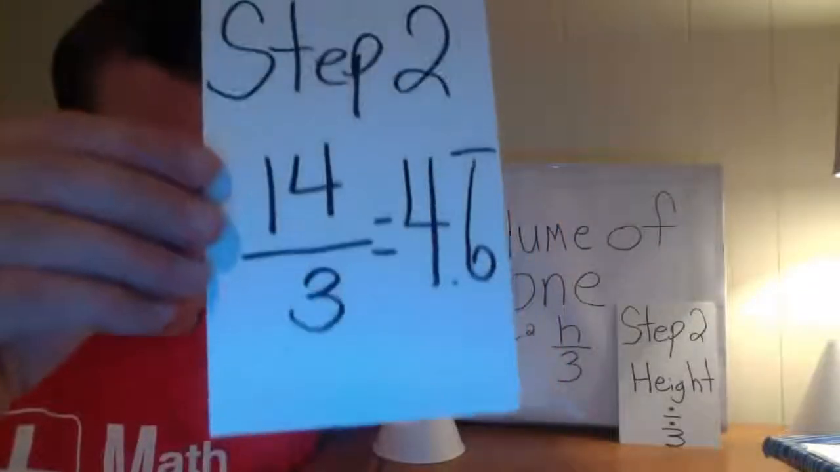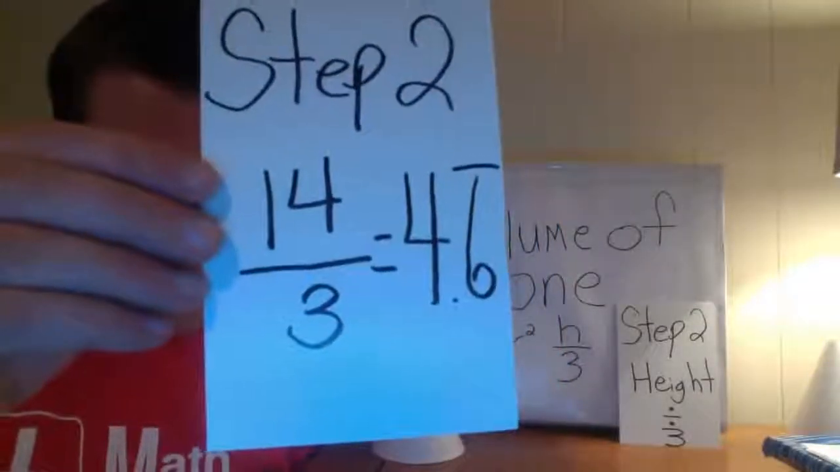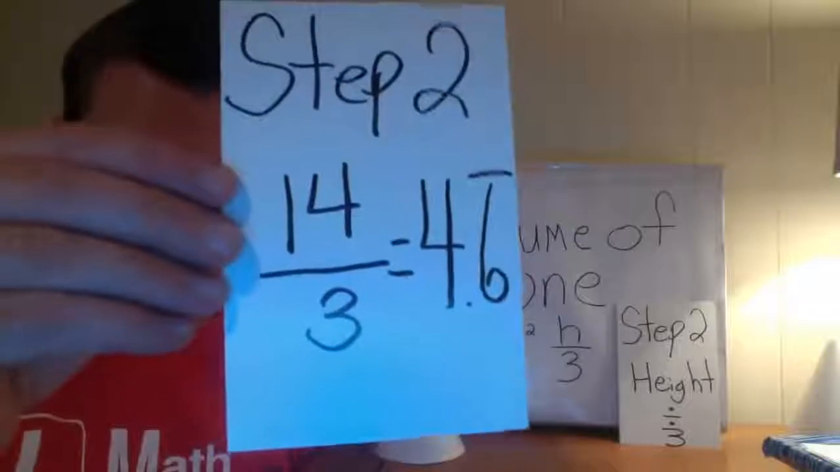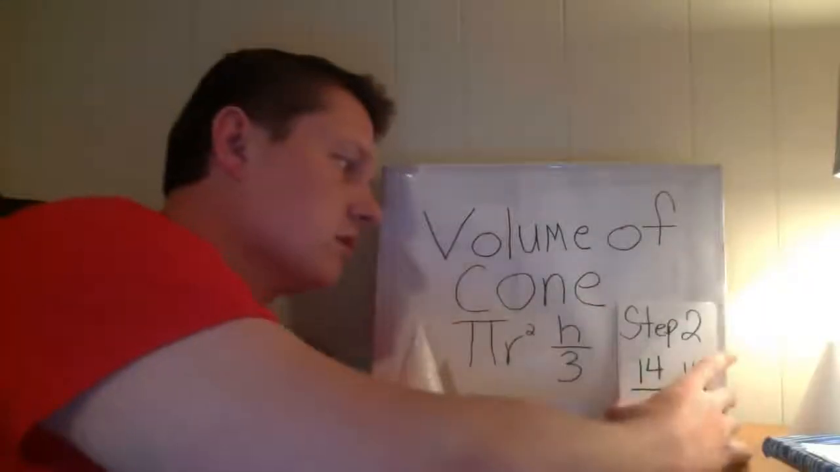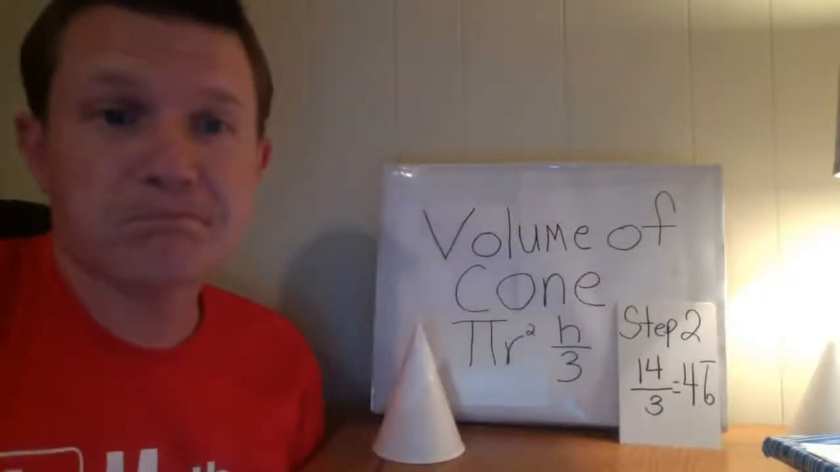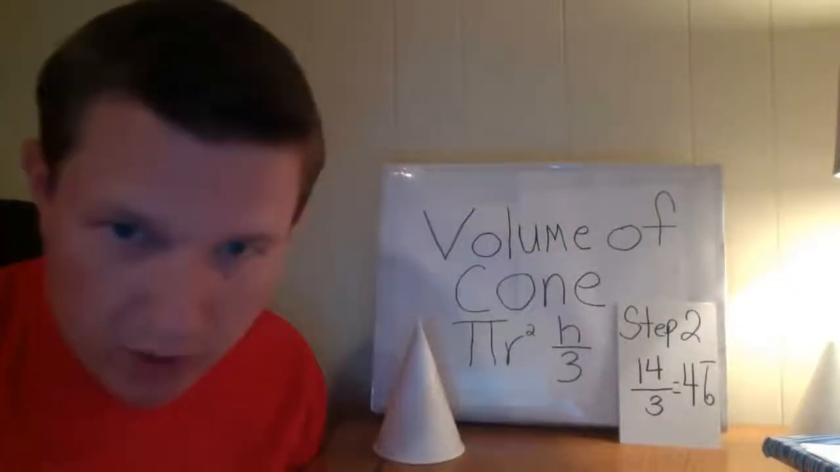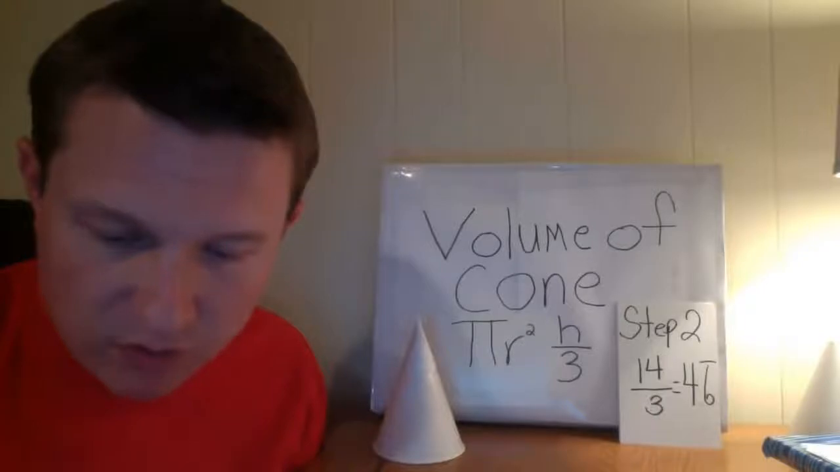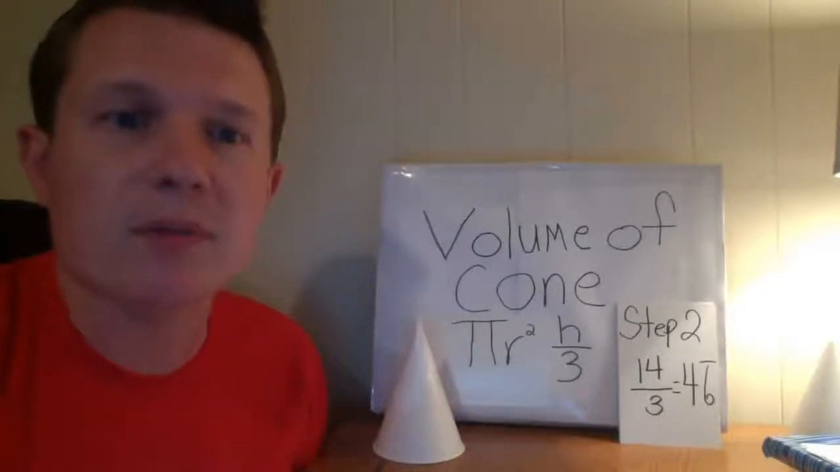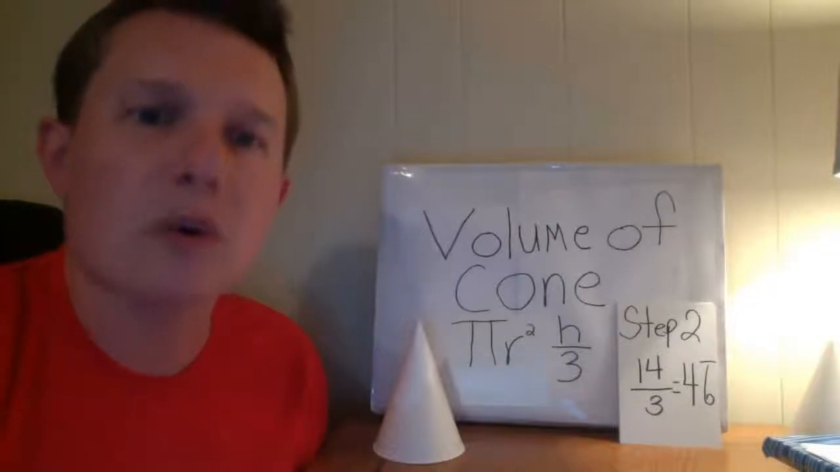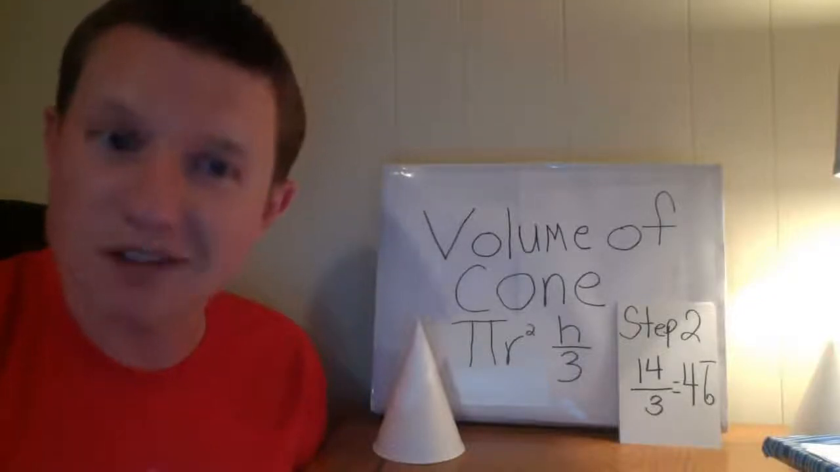So I then divide 14 by 3, and I get 4 2/3, or 4.6 repeating. And that's what I do for step number 2. So far, radius squared, 5 times 5 is 25. Height divided by 3, 14 divided by 3, approximately 4 2/3, or 4.6 repeating. Let's go on to step 3.